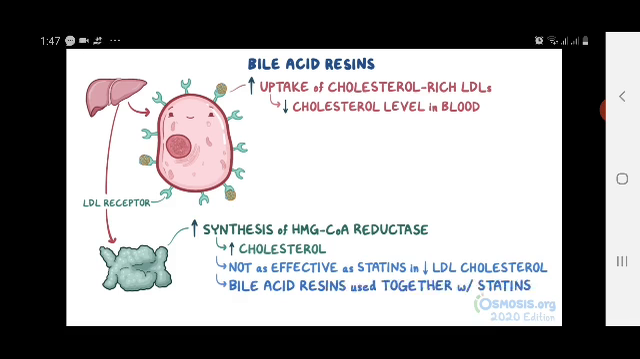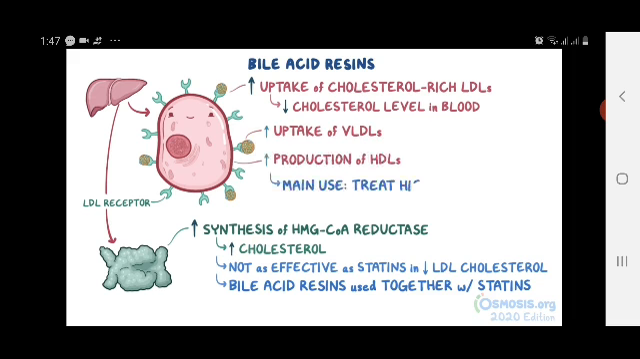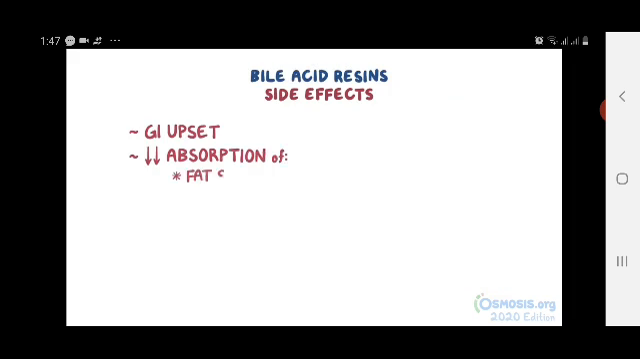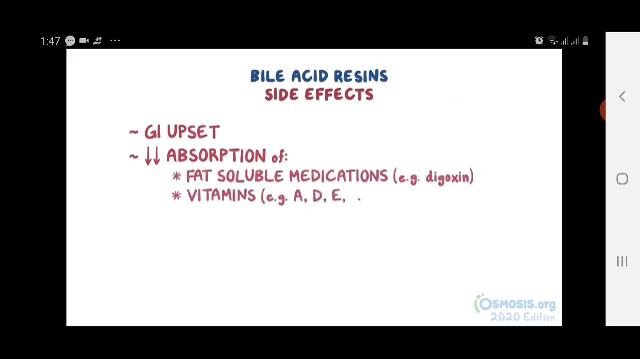Next, the LDL receptors also very slightly increase the uptake of VLDL. Although these drugs can also cause a very small increase in HDL, their main use is to treat high levels of LDL cholesterol. Side effects of bile acid resins include gastrointestinal upset and decreased absorption of fat-soluble medications like digoxin and vitamins like A, D, E, and K.